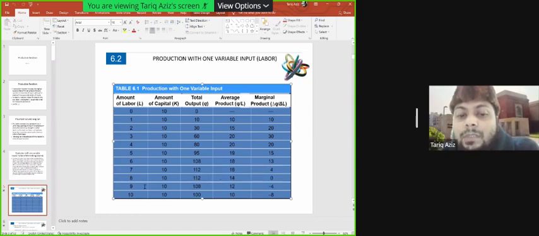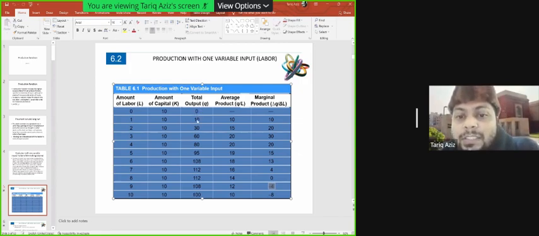So it was 112, and when we hired 9 labor, the total output became 108. So the contribution of the marginal product became negative. So the contribution of an additional labor on the output became negative.